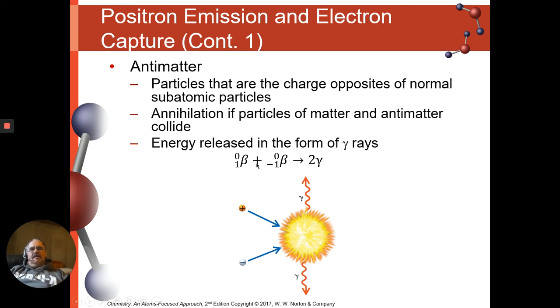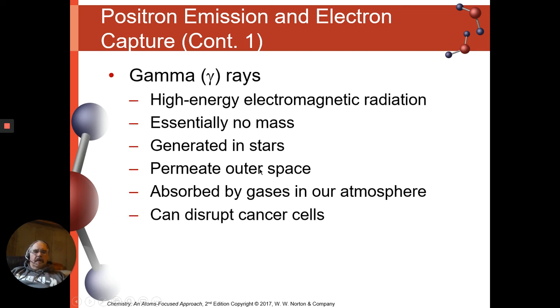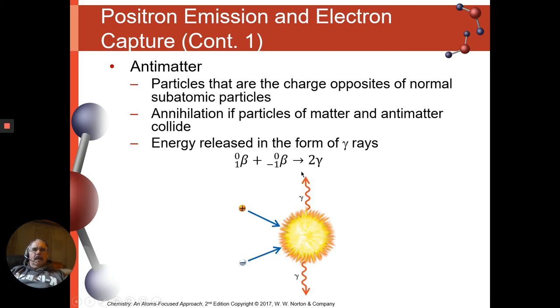Electrons and positrons are examples of antimatter. The positron is an antiparticle of the electron. And when these collide, they annihilate each other. 2 gamma rays are produced. So we add up the subscripts. Plus 1 and minus 1 is 0. 0 and 0 is 0. So gamma rays have no mass and no charge. They are pure electromagnetic radiation.